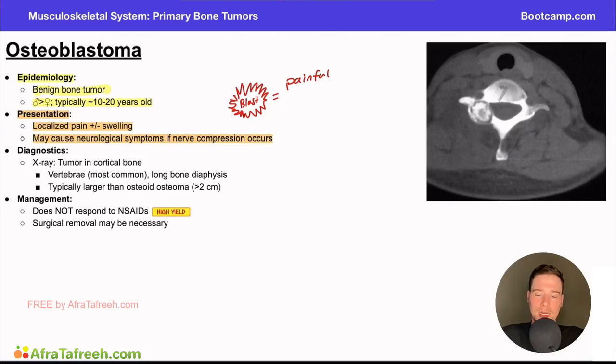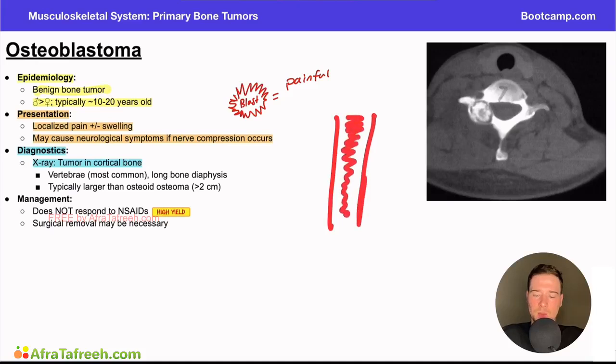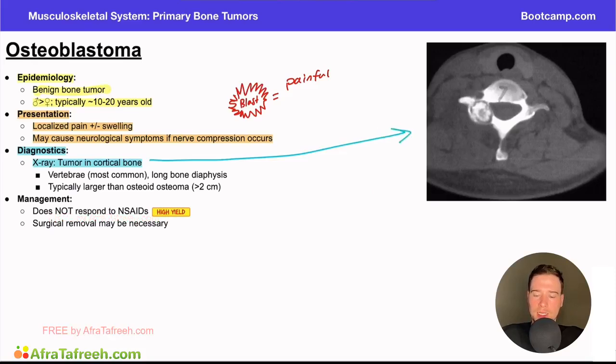Now, when we think about the diagnostics here, it's important to note that on X-ray, this is typically going to be a cortical bone tumor. Again, we talk about the cortex of the bone is kind of the outer portions of it, and then the inside is the medulla, the spongy bone, right? And so if you draw your attention over here to this X-ray imaging, we can see a very classic osteoblastoma present. We have a vertebra present and an outgrowth. On this side, we have normal appearing bony contours, but over here, we can see a very large expansile lesion.